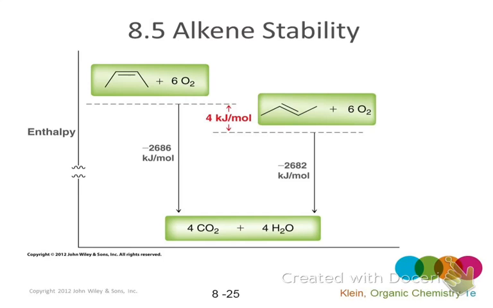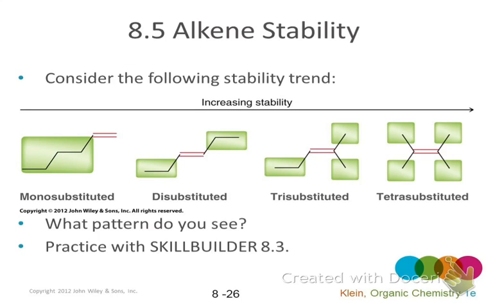I have the cis alkene up on the left, the trans alkene on the right. This one releases 2682 kilojoules to form 4 CO2s and 4 waters. This one releases 2686 kilojoules to form the same product. So since they're going to the same product, you can tell in this case that the trans alkene is more stable than the cis alkene. They do the same analysis with substituted alkenes, and this is what they find.